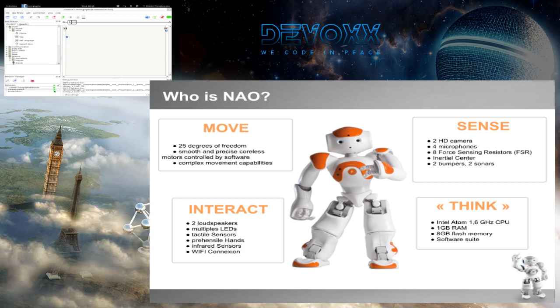Okay, so that was it for the robot. Just going to let him sit so he doesn't get tired. Here you go. That was just a small example of what you can do with Choregraphe. Here I just used it to launch the behavior and make the robot move and speak and so on.